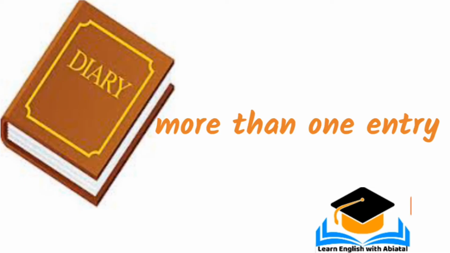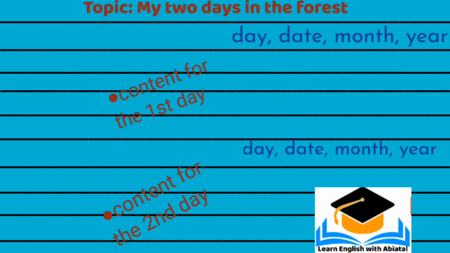Now let us look at how we can write more than one entry. There's not much difference. It is just that if your entry is going to cover more days, then each day will need its own day, date, month, and year. Unless you want to have the day, date, month, and year of the first day, and then label the following days as the second day, the third day, and so forth. But the best way is just to have the day for the first content and the day for the second content or the second day, and so forth.